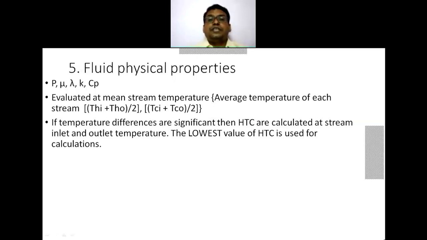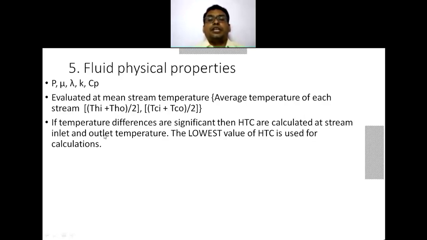The next is the physical properties of the fluid, that is density, viscosity, latent heat of vaporization, thermal conductivity, and the Cp values. All these values are evaluated at a mean stream temperature, that is the average temperature of each stream. This is (THI plus THO) upon 2 or (TCI plus TCO) upon 2. These are the mean stream temperatures for the hot fluid and for the cold fluid.